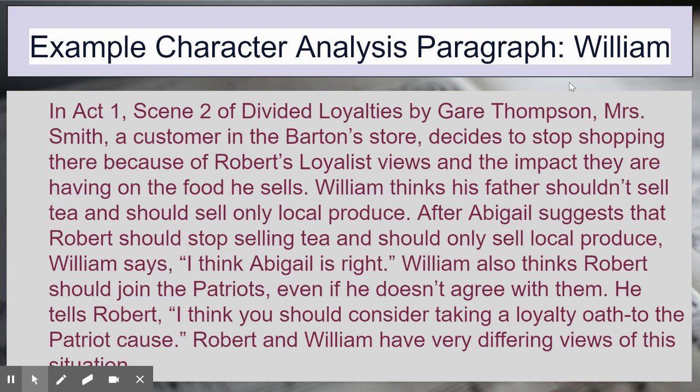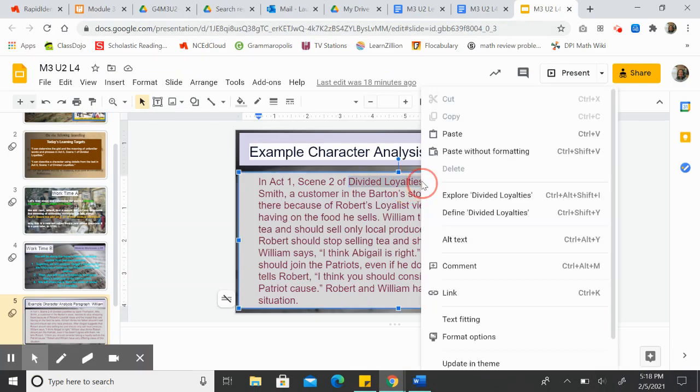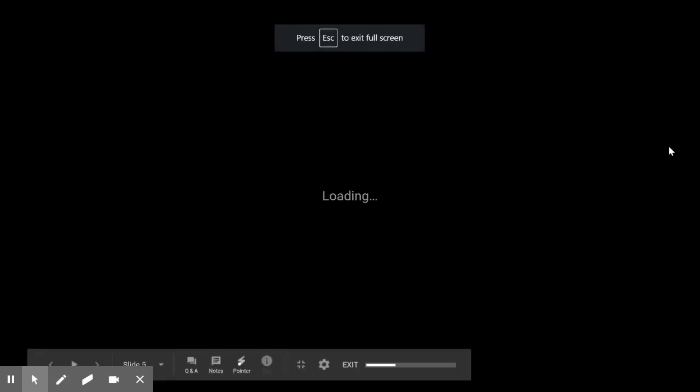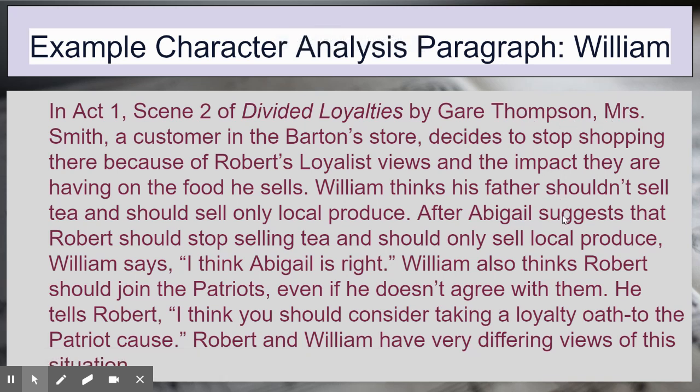So while this is an old paragraph, I need you to look at the parts that it has, right? Okay, so in the beginning, it's got the act and scene, it's got our text. And since we typed it, this really should be in italics. Sorry, that was an error there. Okay, so there it is in italics. Now, it's got our title of our text and our author, and then it's got the gist. All right.